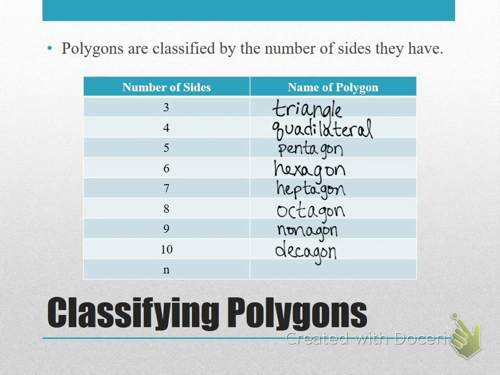And if it has more than 10 sides to it, like it has 13 sides, we would call it a 13-gon. So if n represents some number, we would call it an n-gon. So it could be a 13-gon, a 52-gon. It sounds silly and it looks silly, but that's how it works. So just as an example, if it had 52 sides, it would literally be called a 52-gon.